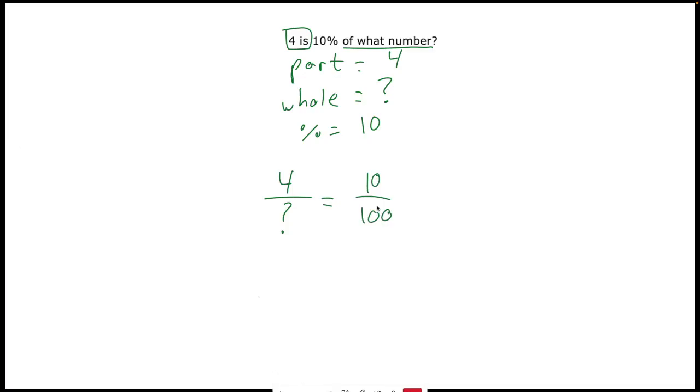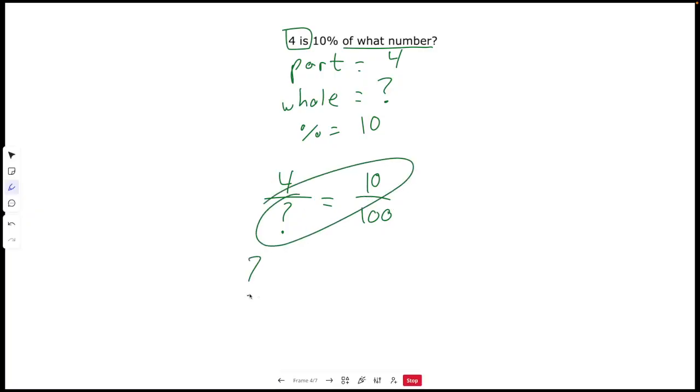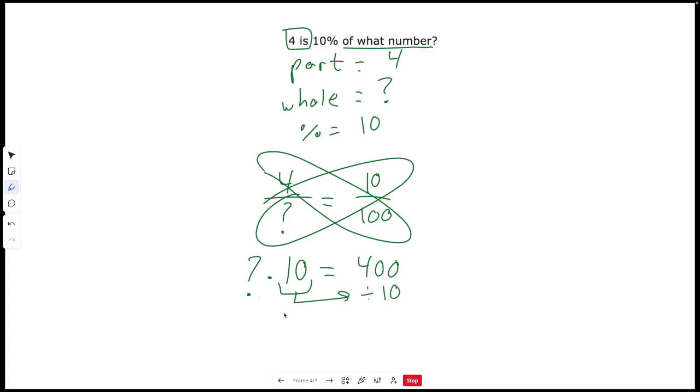And then we do the butterfly, cross multiply. And actually, let's do it the other way here. So we've seen it both ways. Okay, we do the question mark times 100. Again, it doesn't matter. You can do either one. Question mark times 10 equals, and then we do 4 times 100, which is 400. Last step, divide by the number next to the question mark. So we're going to divide by 10 on the other side. And we get question mark equals 40, final answer.